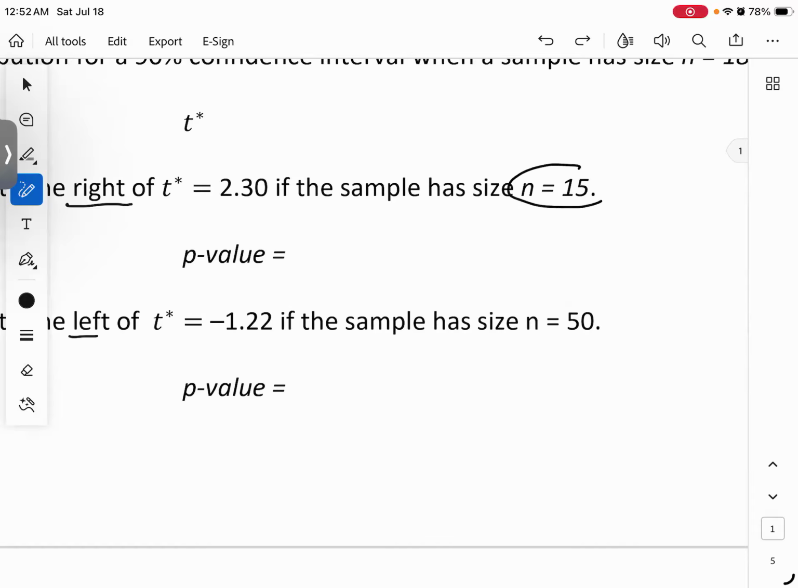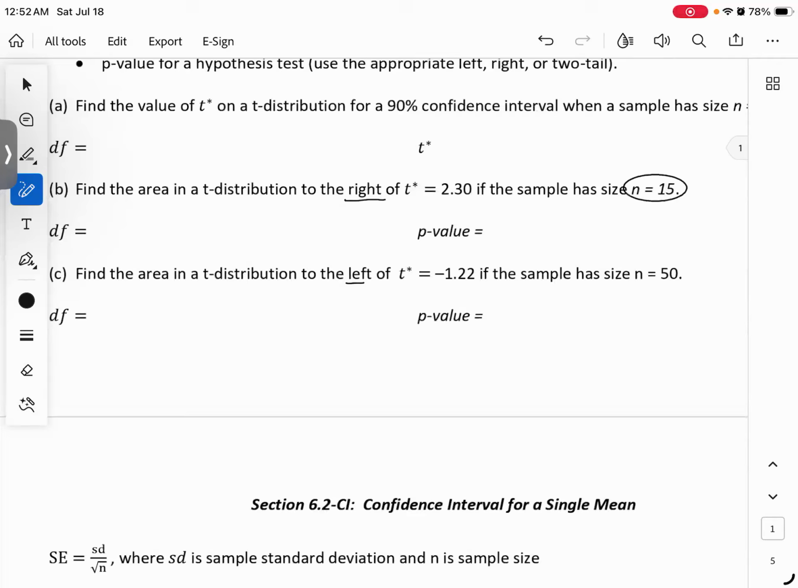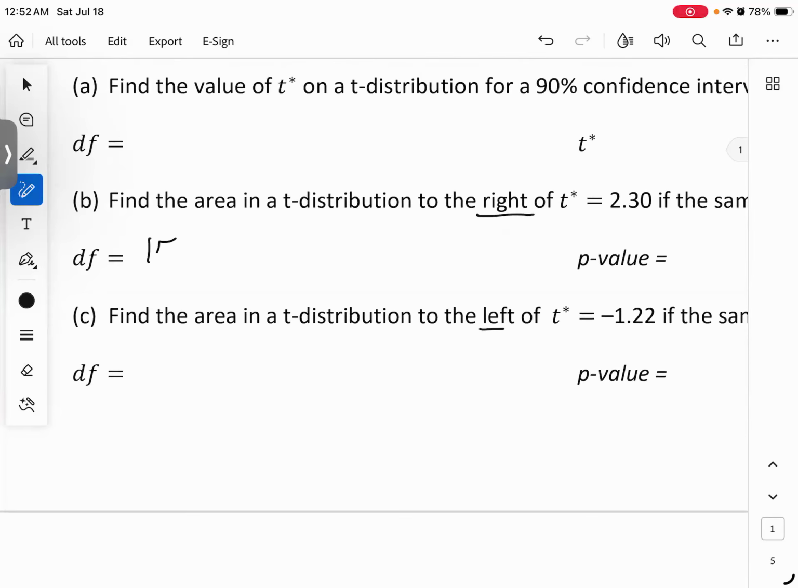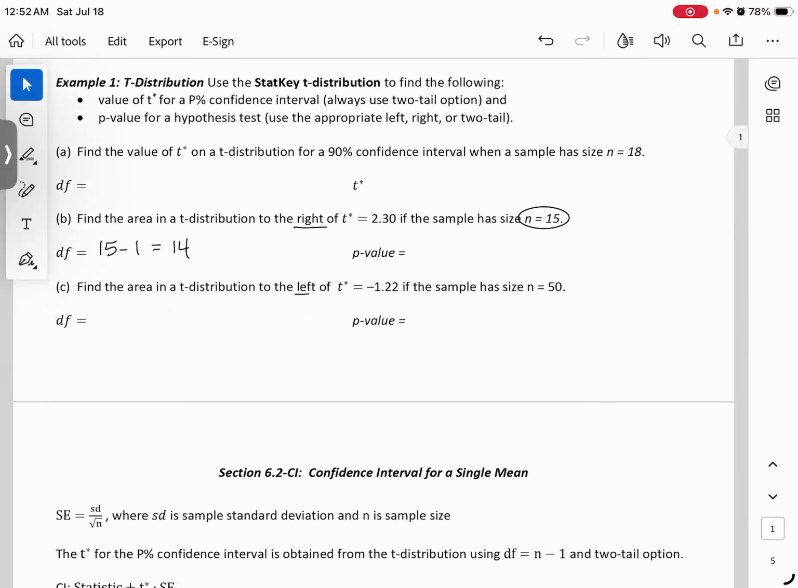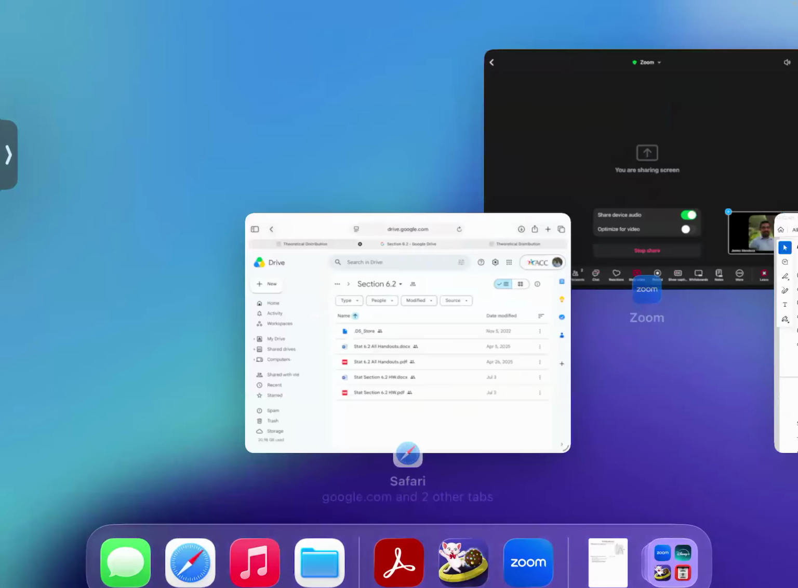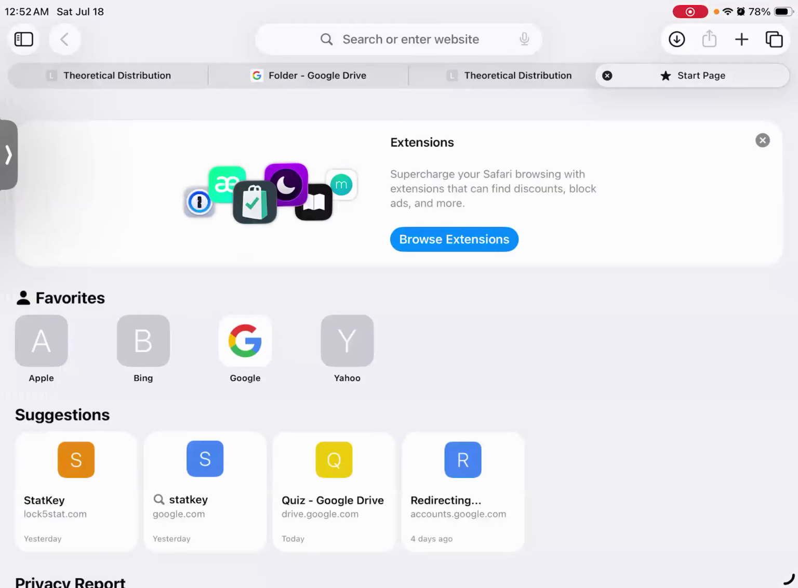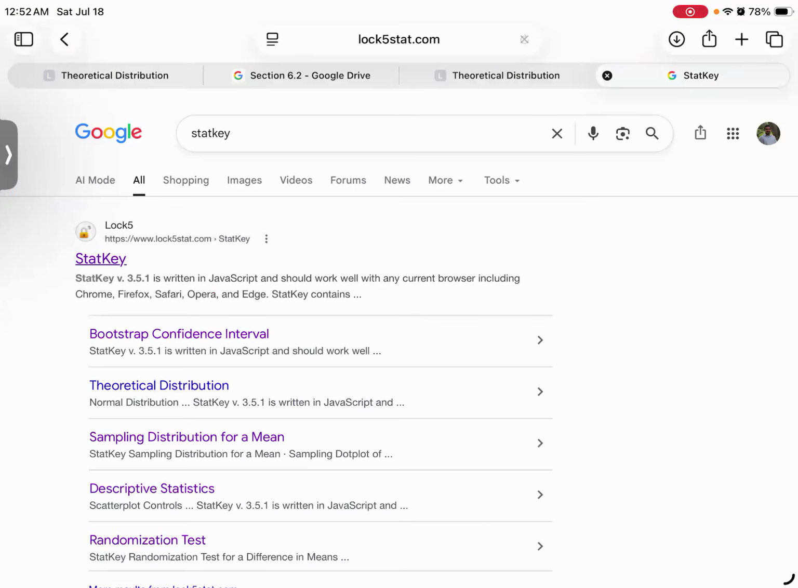Suppose we're doing a sample size of 15, which is the big reason to be using t distributions, that's really small. You would note that the degree of freedom is 14. Then you would do the right tail and put the 2.3 down at the bottom. But let's go ahead and try it. So we're going to go to StatKey, and I've got StatKey right here.